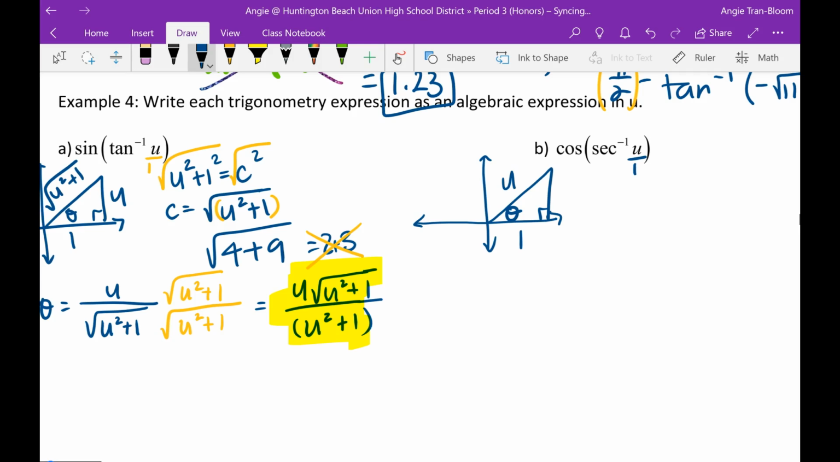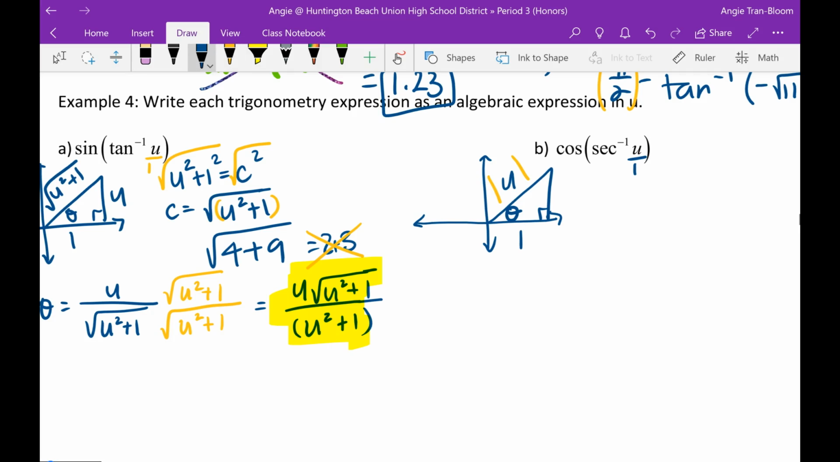Now, in your book, it says use absolute value when needed. This is when you're going to need to use an absolute value. Can you see that u is a hypotenuse? Hypotenuse can never ever be negative. x and y can, depending on the quadrants. But because u in this case represents the length of your hypotenuse, this is when you're going to go ahead and put an absolute value.